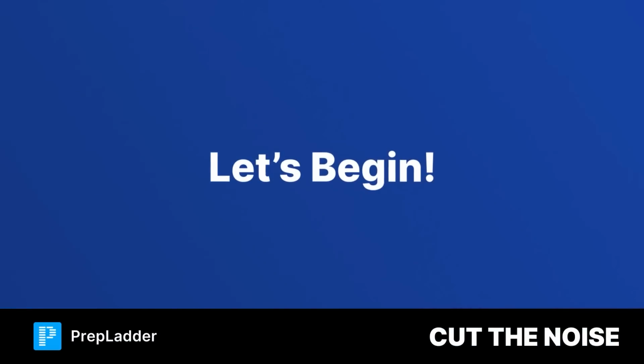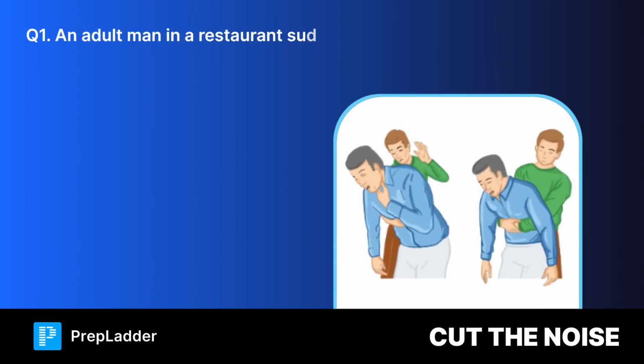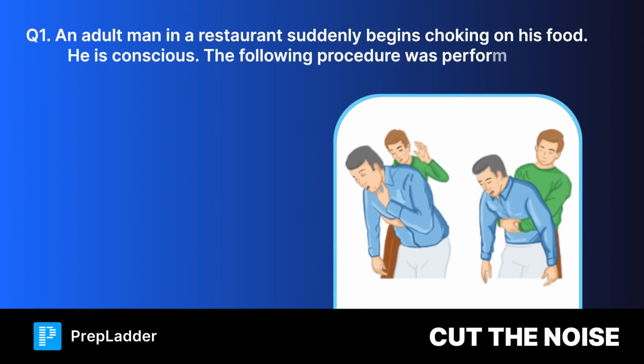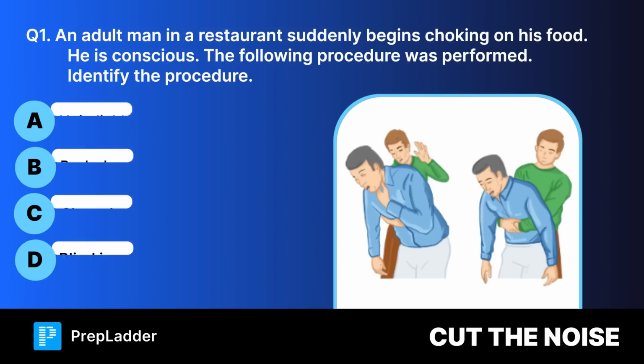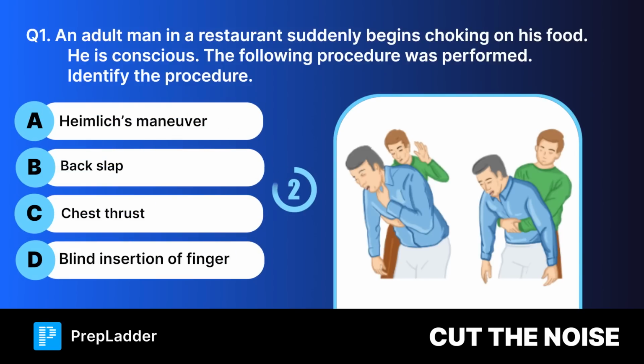Let's look at the first question from this video. Question 1. An adult man in a restaurant suddenly begins choking on his food. He is conscious. The following procedure was performed. Identify the procedure. Your options are. And the correct answer is Heimlich's maneuver.